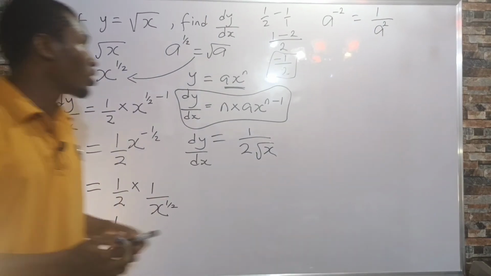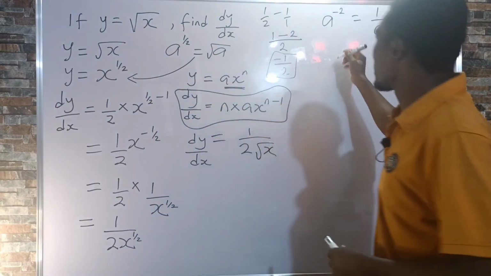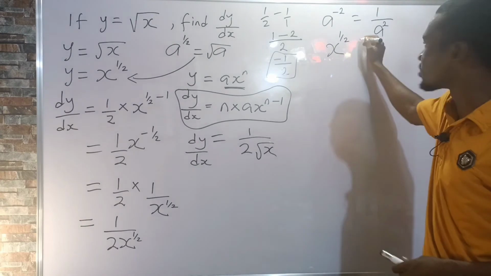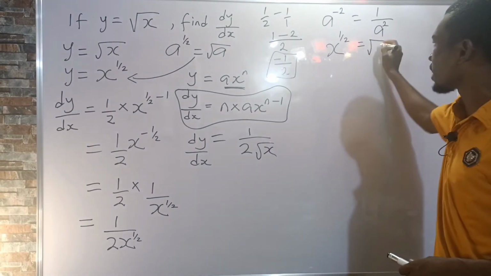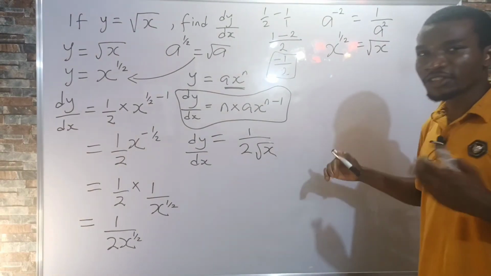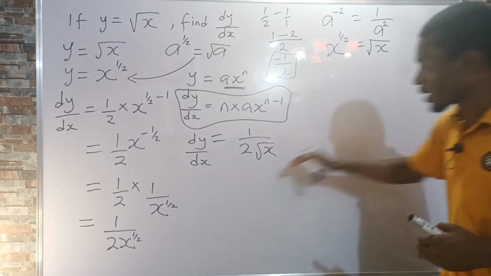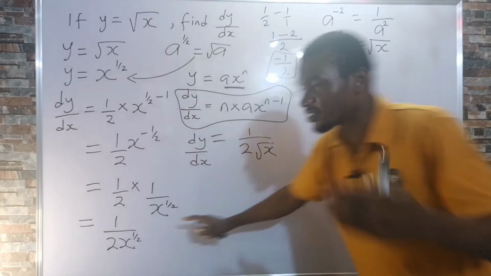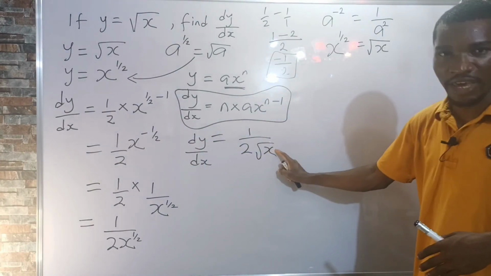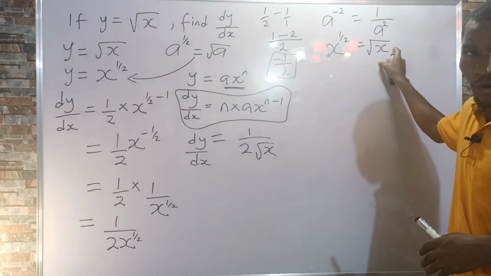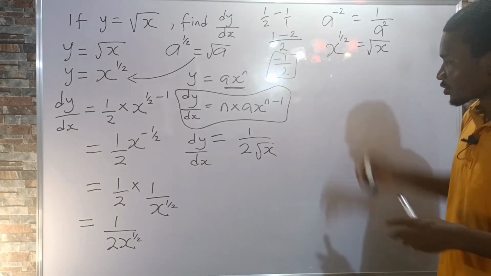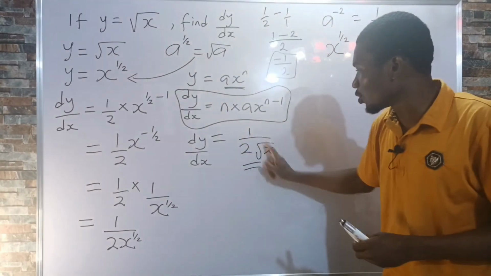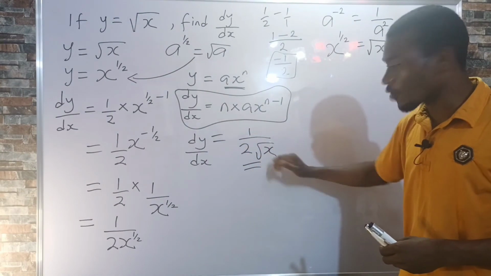But one of the basic laws of indices says that whenever we have a given base raised to the power of half, it is the same thing as taking the square root of that given base. So this law is basically what I applied here. I have x raised to the power of half, so I still put it as the square root of x. And that is exactly the law of indices we have here. So this is the final answer. And the final answer is 1 over 2 square root of x.